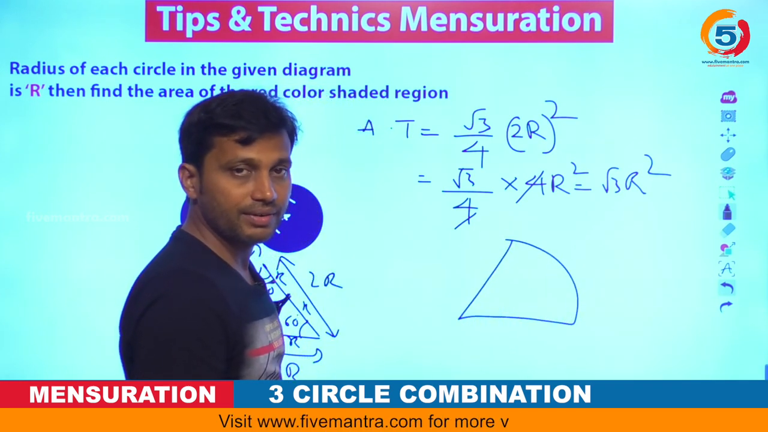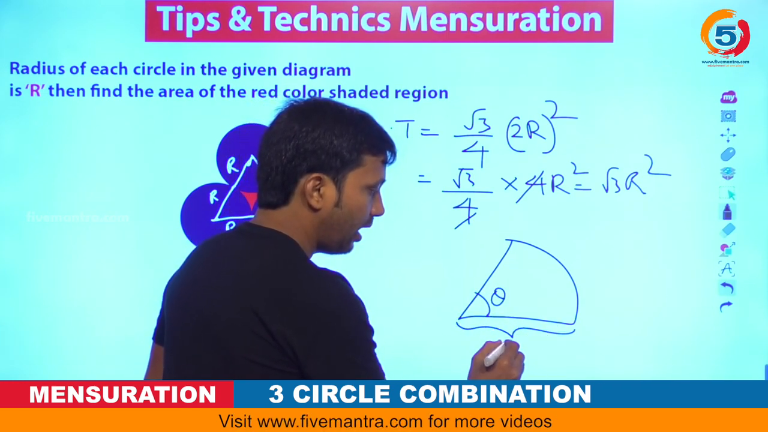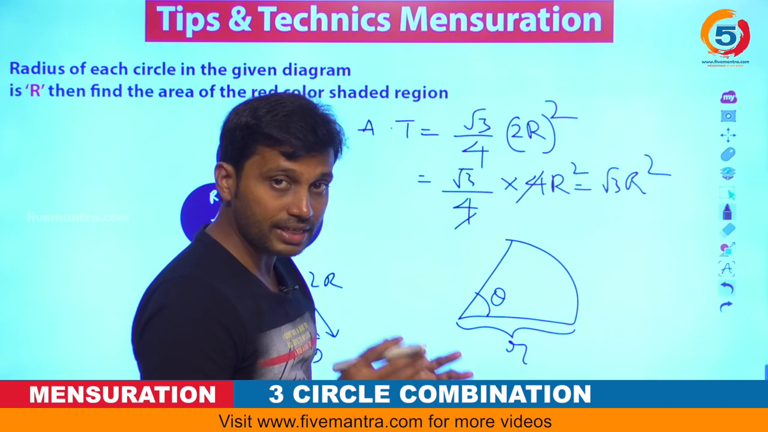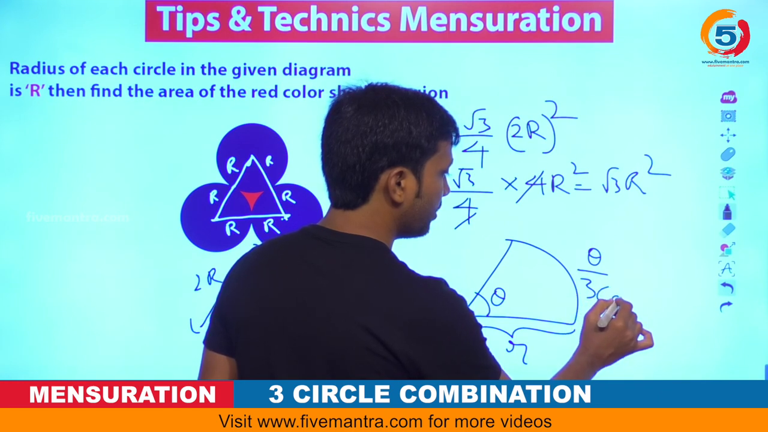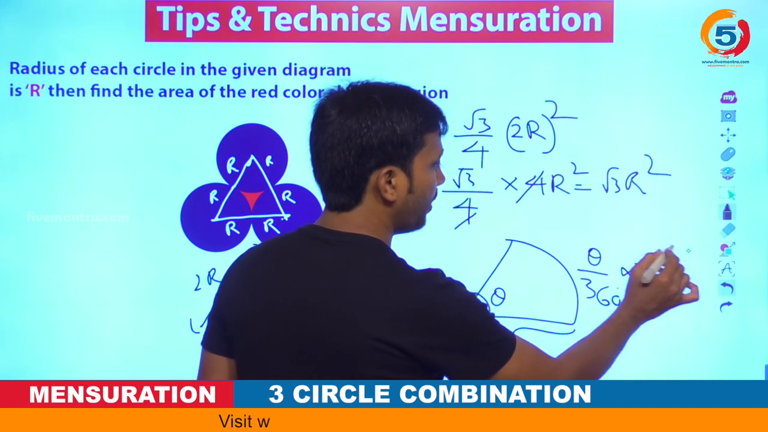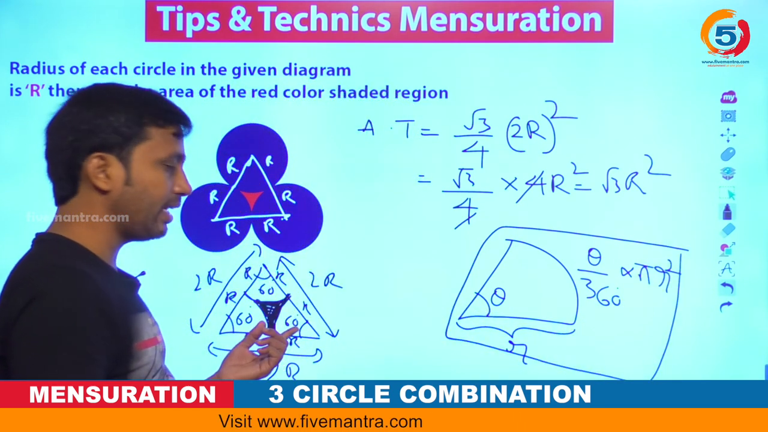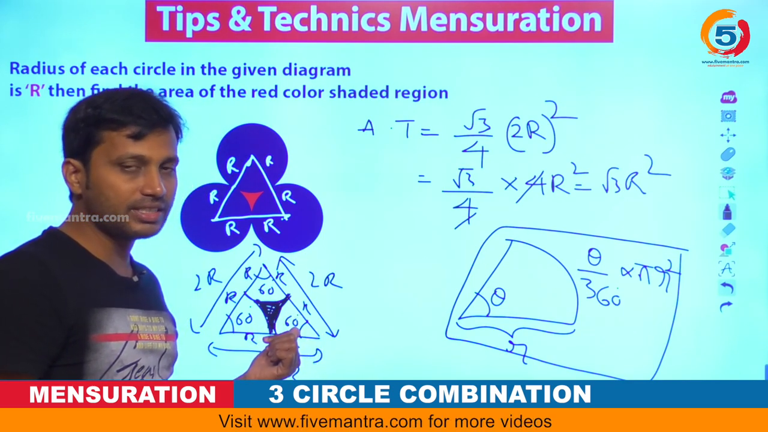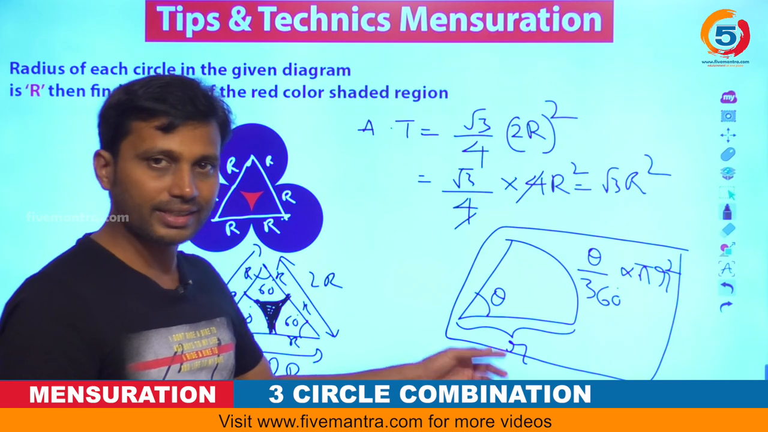Let me remind you, what is the area of a sector? If a sector is given with some angle theta and radius r, or capital R, whatever, then the formula to find the area of the sector is theta by 360 times pi r square. This is the formula to find the sector area. So let us find it out. Here the angle made by each sector is 60 degrees, and the radius is capital R.